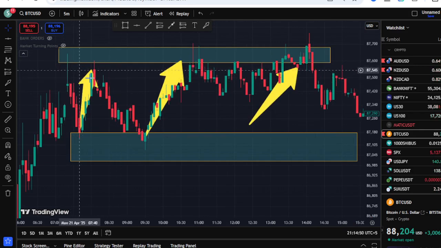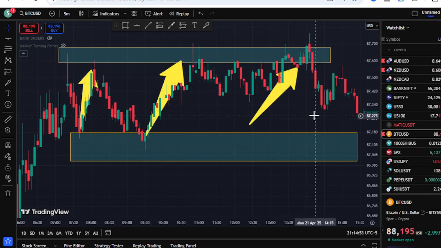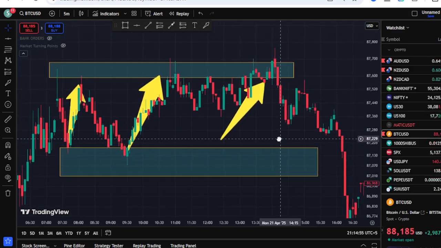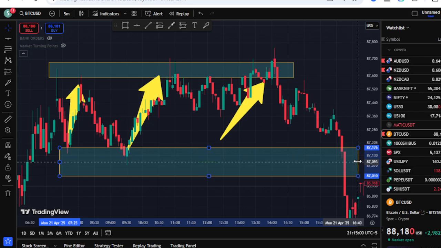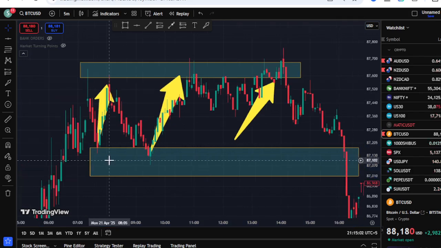Now, why? Because these types of areas are the interest areas for the banks. Okay, now what happened? I'm just going to extend that level. Now just look at this. So just think like a retail trader.